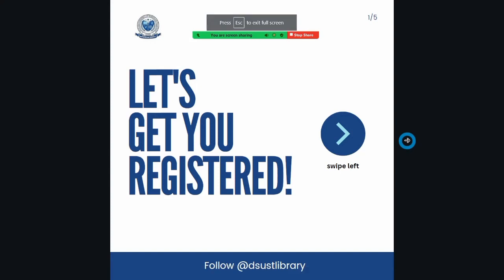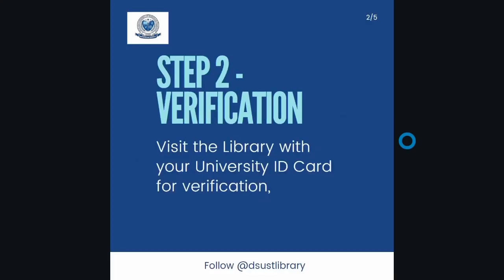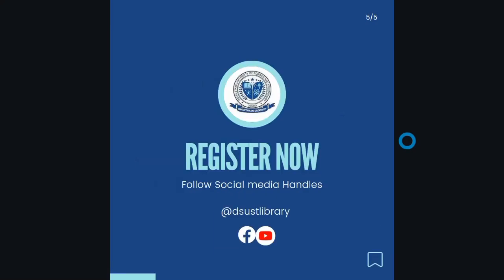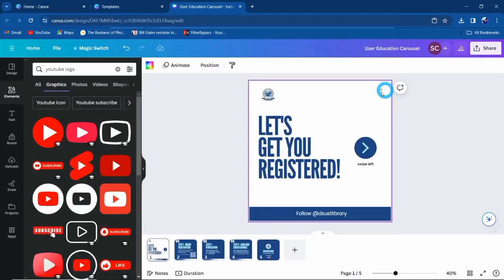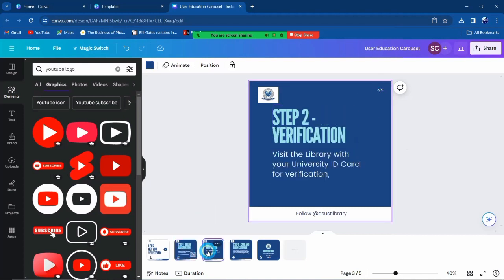We have created a carousel that someone can just look at and they understand how to get registered. Let's get you registered. Slide 1, swipe left. Step 1, online registration. Then step 2, verification. Step 3, this, and step 4, register now. So there's no student or user that will see this that would not like to register. But I think there's an error in what we have here. The numbering, we need to correct the numbering, step 2, step 3, and all that.